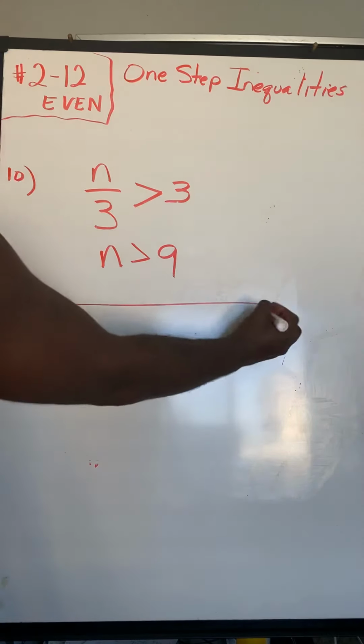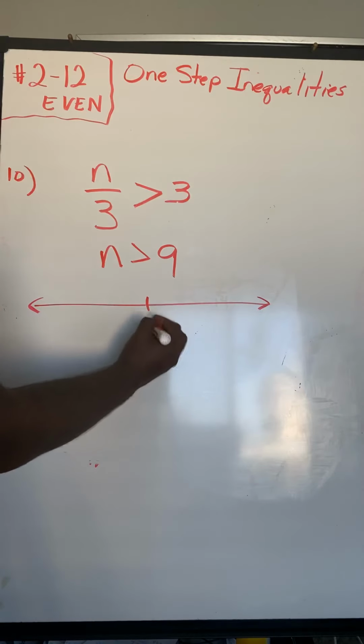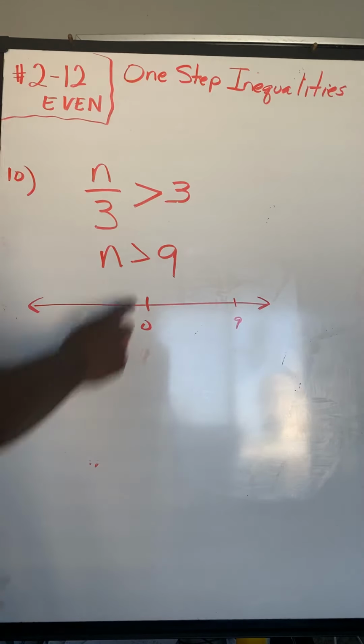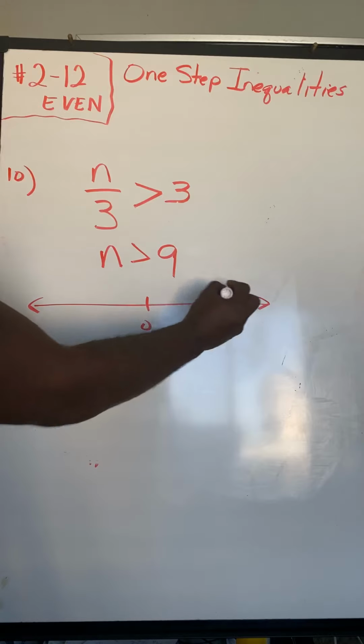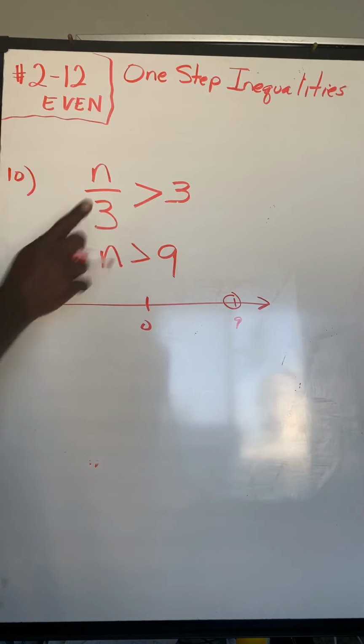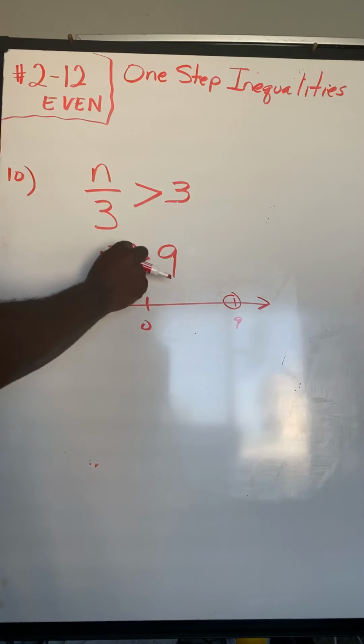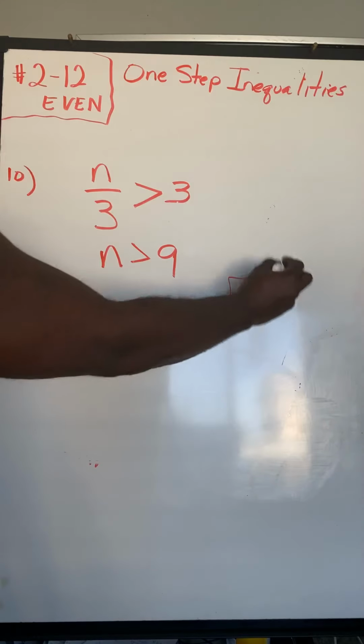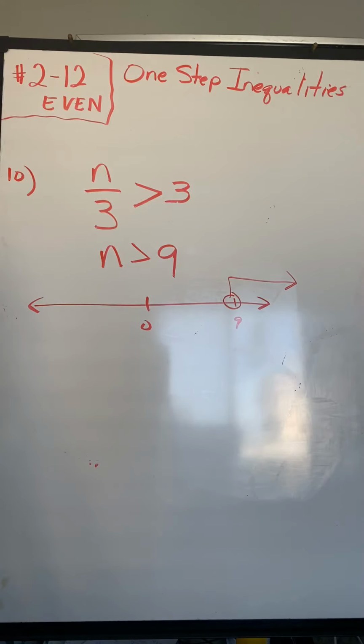Then we graph it. First step, go to the number, 9. Open or closed circle? It's open, it doesn't include 9. Is it greater than or less than? Greater than. Big mouth faces the variable. So we go that way.